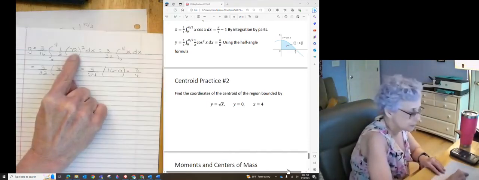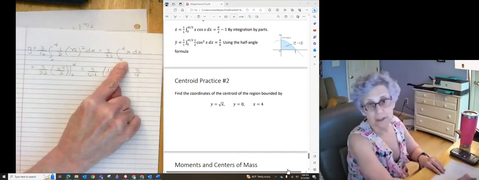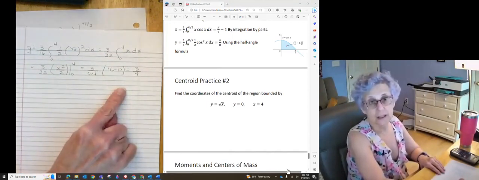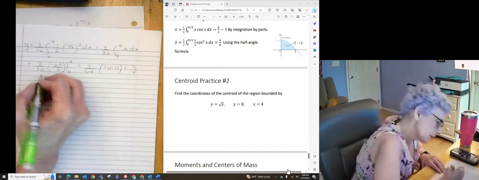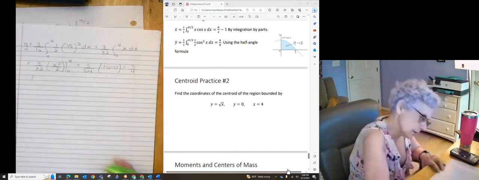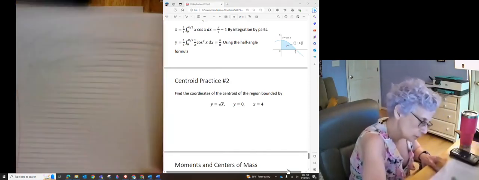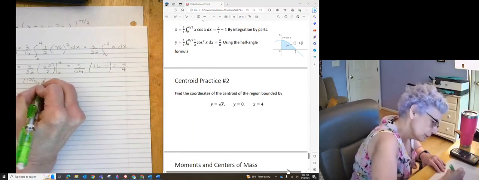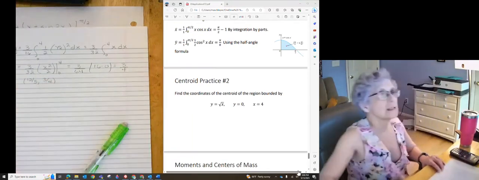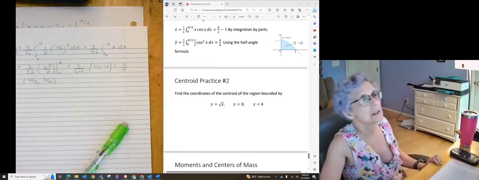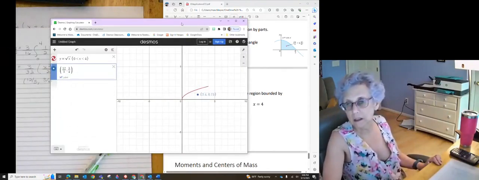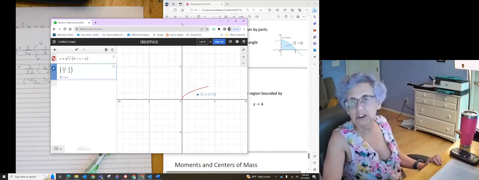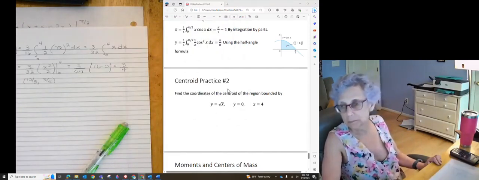Y bar was even easier because we square the square root, and we end up with just the integral of x, and I got 3/4. So my ordered pair is 12 over 5 and 3/4. And I did put it in Desmos to see what it looks like, and it looks like that. Looks good. Looks like the center.